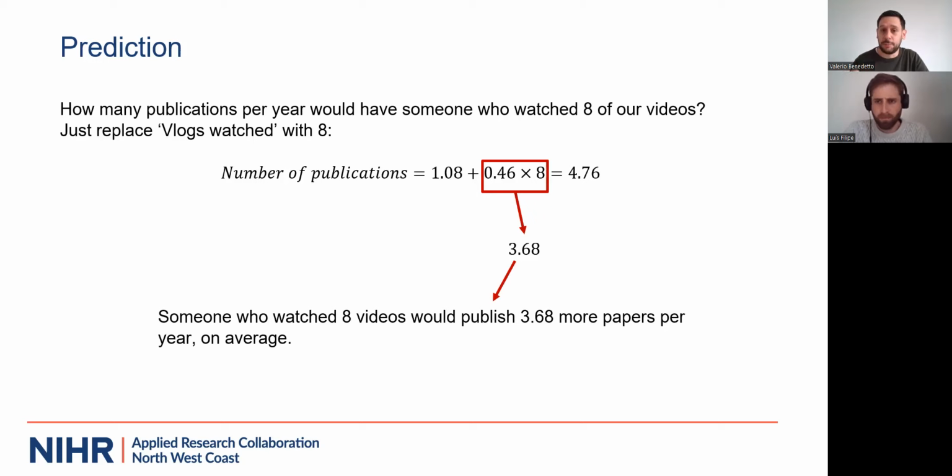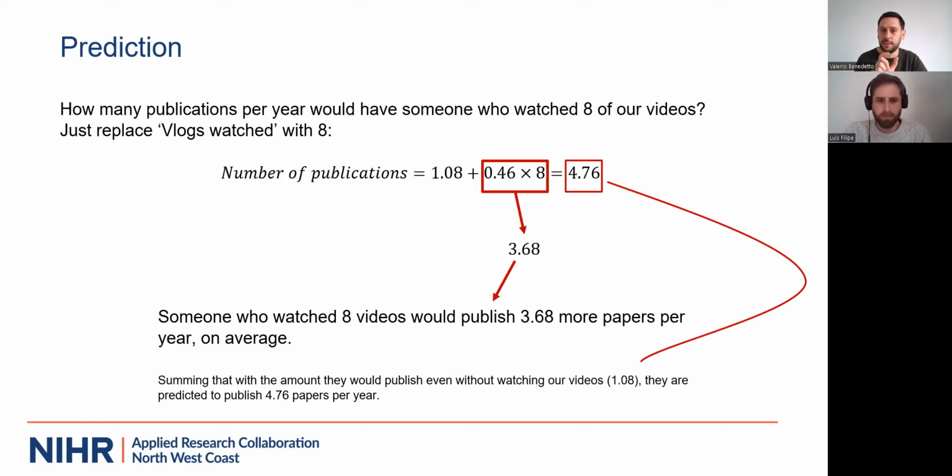Now, if we add 3.68 to 1.08, we get the total number of publications we will publish, which is 4.76. So we have 2 components going on here: the number of publications we'll publish anyway, even if we watch 0 videos, and the number of extra publications we will publish after watching 8 vlogs per year. And in total, we get 4.76.